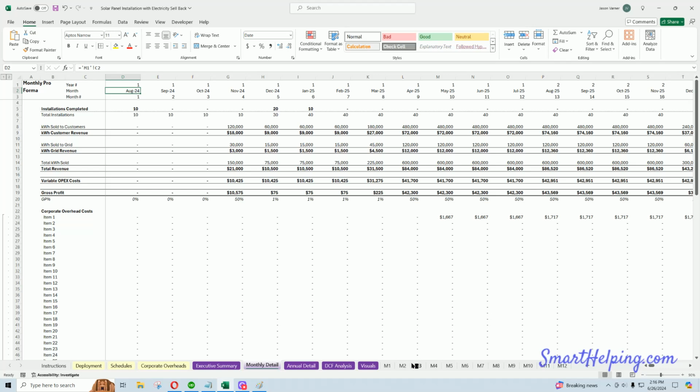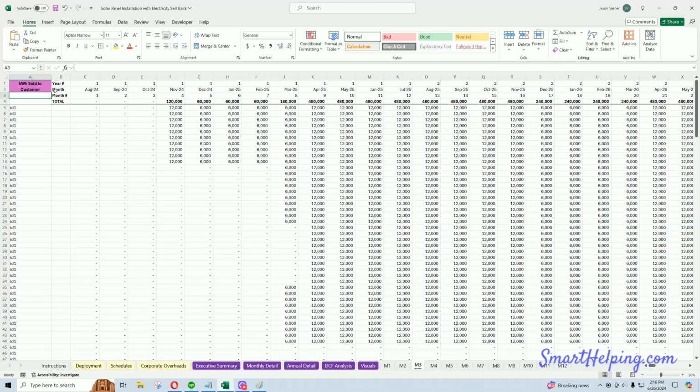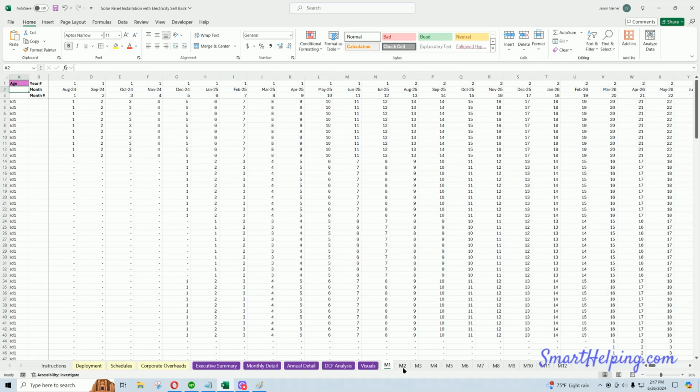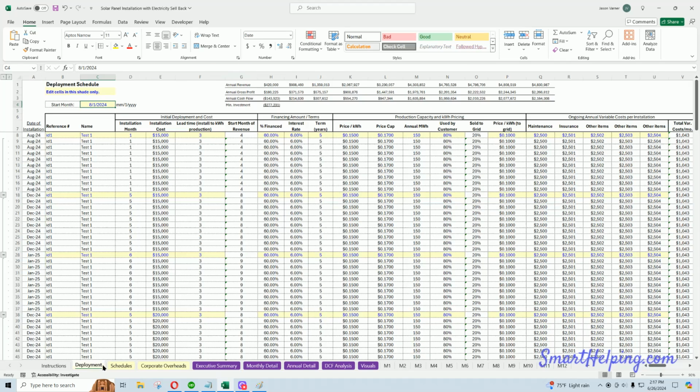So when we do our calculations about kilowatts sold to the customer, this is the formula to figure out how much of it is being produced, the annual capacity in each month. And then we're also multiplying by 1,000 because it's in megawatts on the deployment schedule, but we're selling and pricing in kilowatt hours. So there's a conversion. That's how that works. All these tabs over here, M1 through M12, are just all the ways that all of these assumptions work over time and become dynamic.